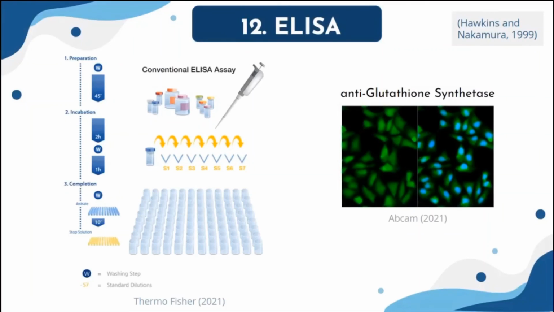As a last step, we will detect and quantify the production of glutathione synthetase in the transformed Chlorella. In order to do this, an enzyme-linked immunosorbent assay, ELISA, should be performed, using rabbit anti-glutathione synthetase as the antibody for the assay.